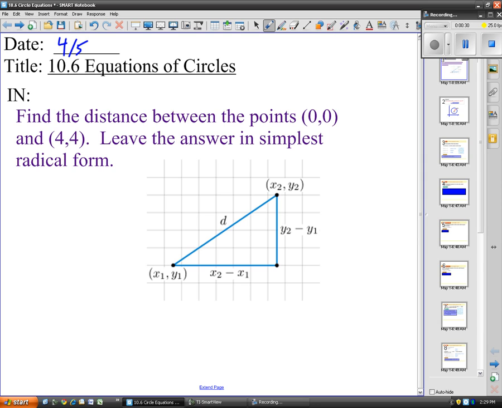So we're asking you to find the total distance between the 2 points. This is our warm-up for the day. If you want to pause it and try it on your own, that would be great. If not, I'll just go through it. So we're going to say that x1 and y1 are the 0, 0 that they gave me up here as my beginning points, and the 4, 4 will be my values for x2, y2.